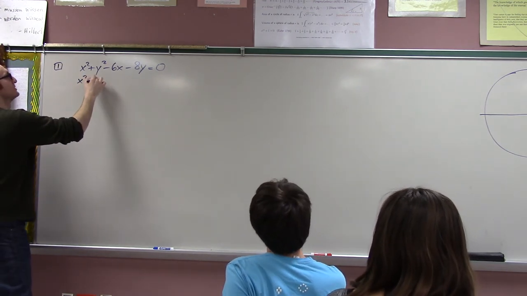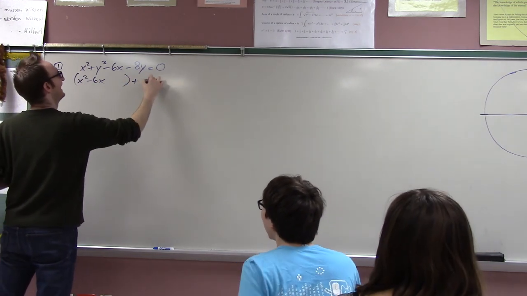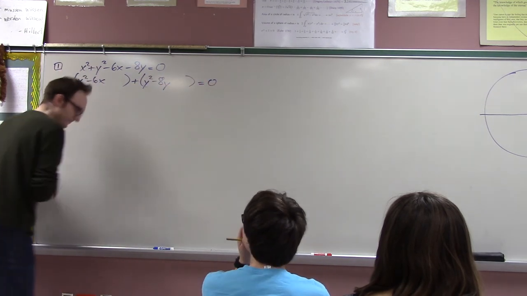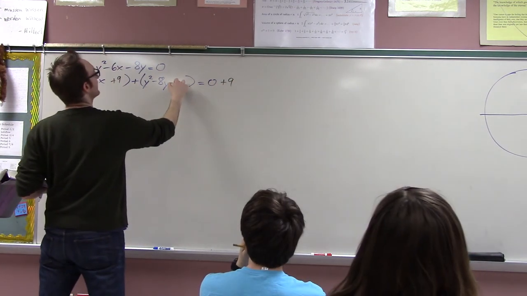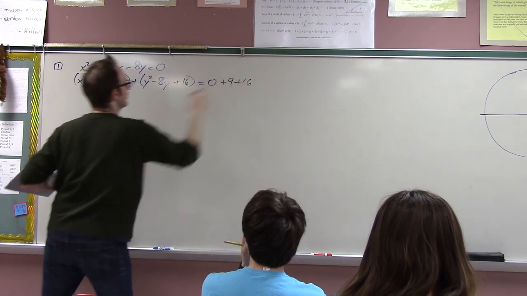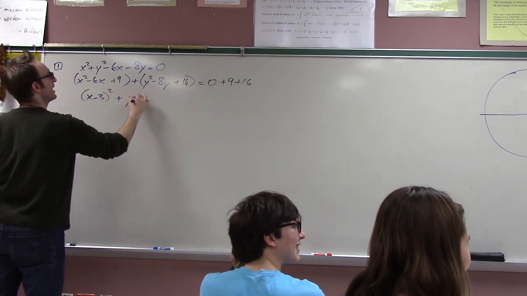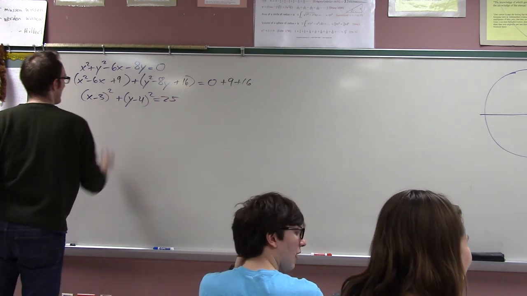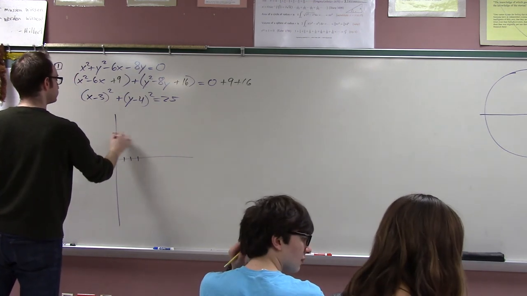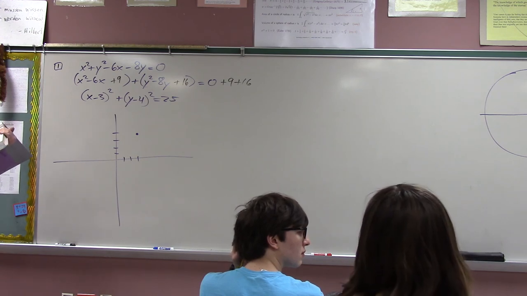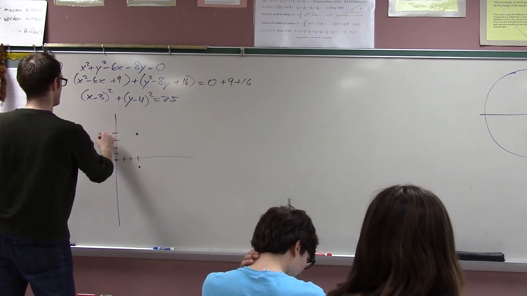So, what do we do here? We complete the square. So, okay. Yeah. Boom, boom. And then we need a 9, and we need a 16. So this is pretty much like an algebra 2 situation. We have x minus 3 squared plus y minus 4 squared equals 25. So what is that? It is a circle with center 3, 4, and radius 5. Which they graphed for you also, by the way. So, and then 1, 2, 3, 4, 5.